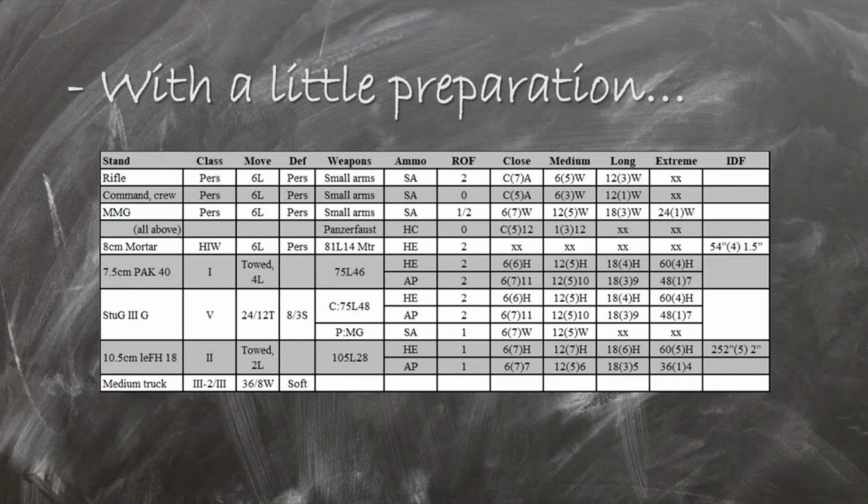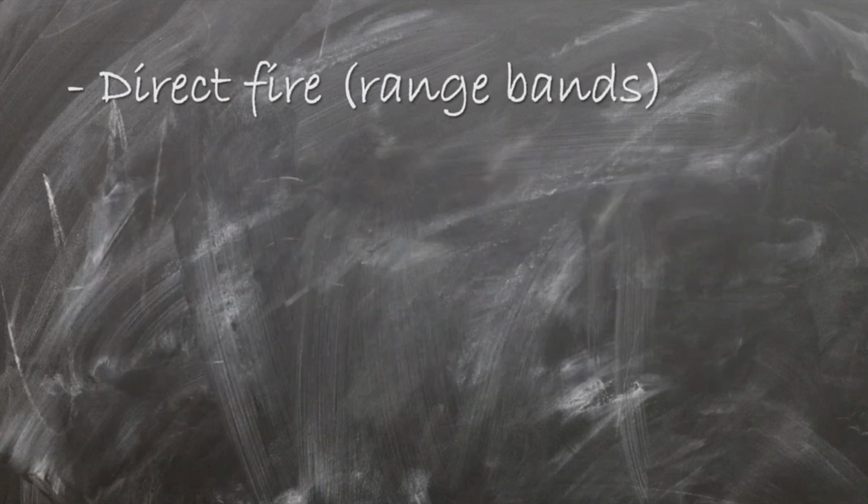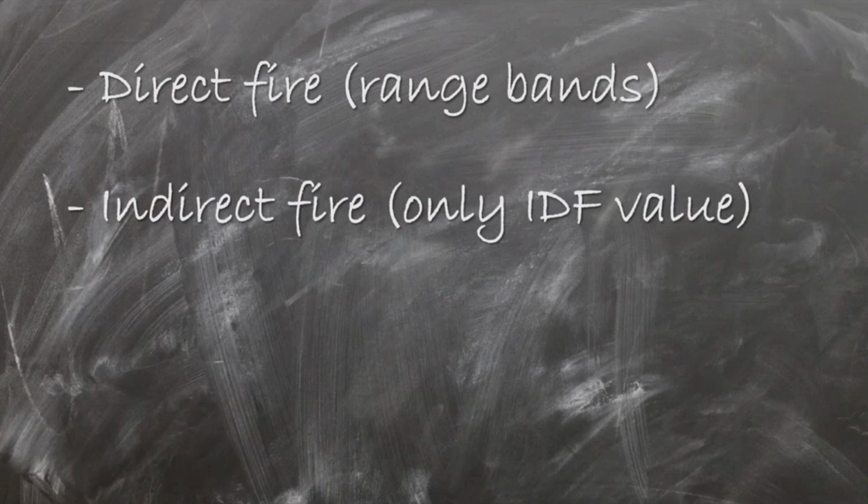It's less intimidating. I know there's a lot of numbers there, but in the videos here, I'll show you how to read them. Now, there are basically 2 types of fire. There are units which can do direct fire, and that's units that have range bands in their data, or there are units that can do indirect fire and they have an indirect fire value.